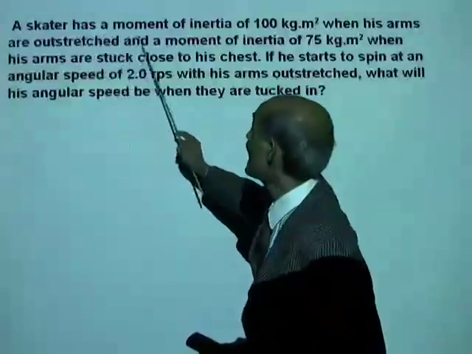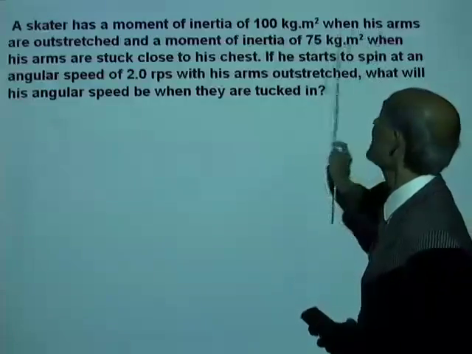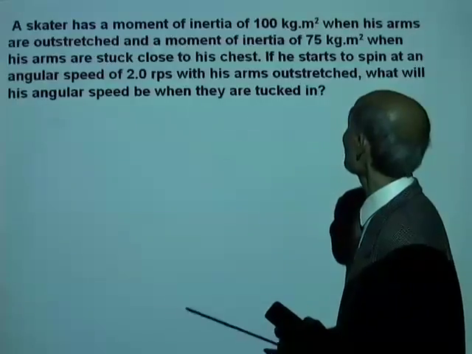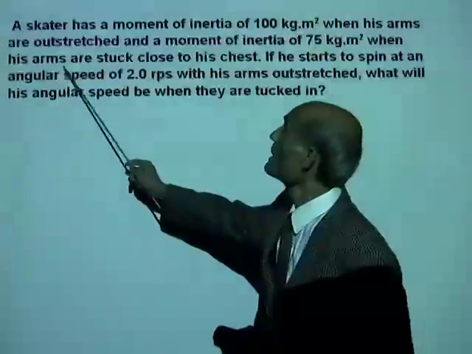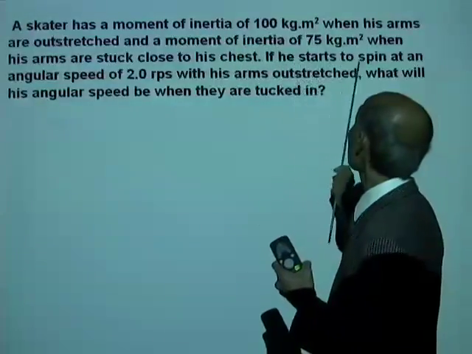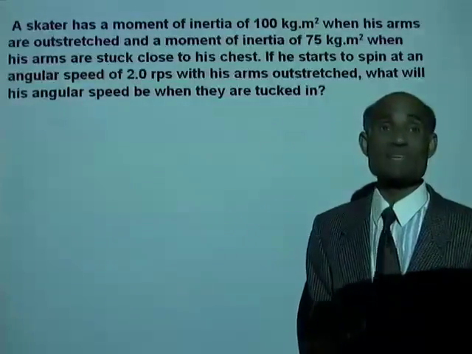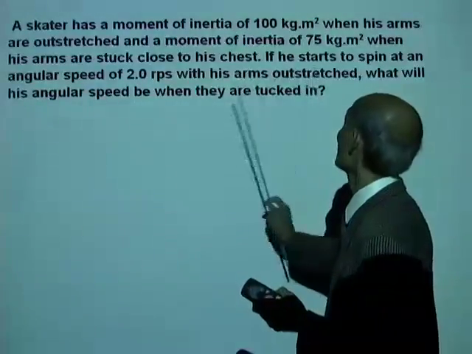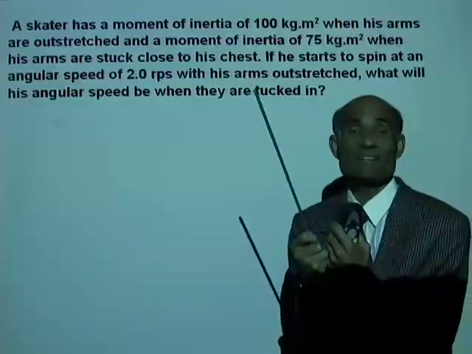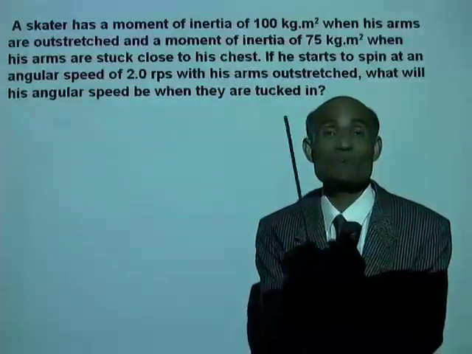A skater has a moment of inertia 100 kilogram meter squared when his arms are outstretched, and a moment of inertia of 75 kilogram meter squared when his arms are tucked close to his chest. If he starts to spin at an angular speed of 2 revolutions per second with his arms outstretched, what will his angular speed be when they are tucked in? You can see this is a question using the conservation of angular momentum. Is that right?